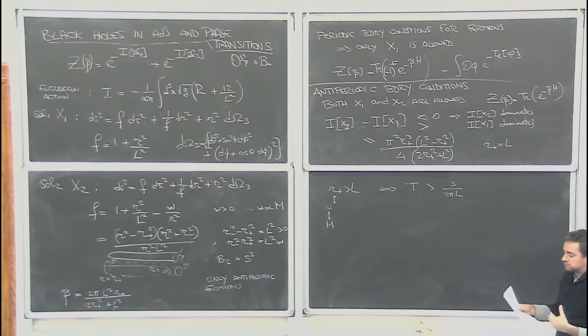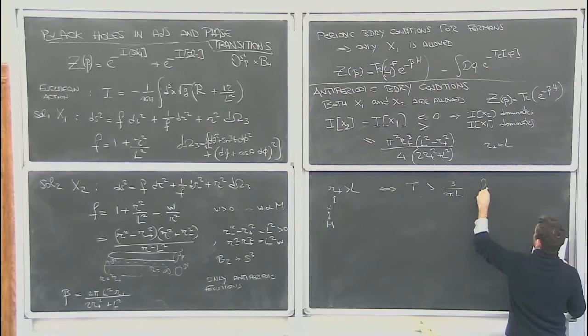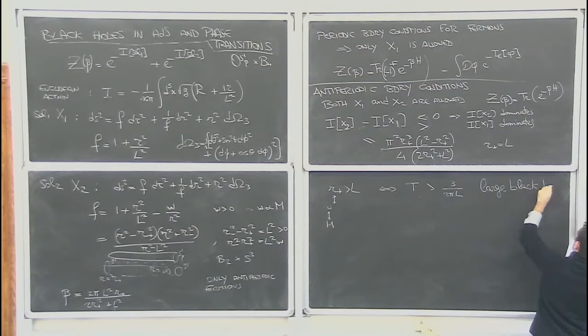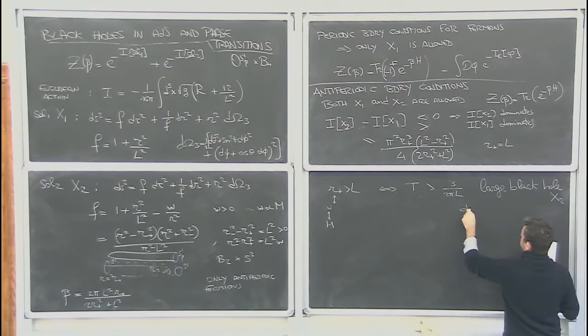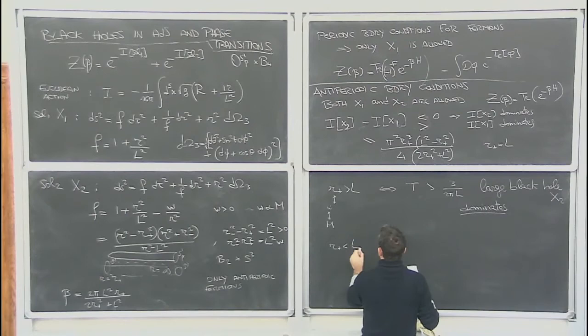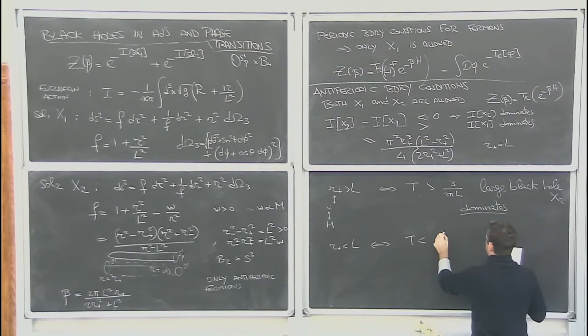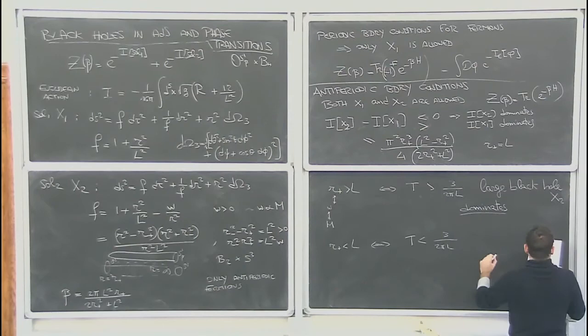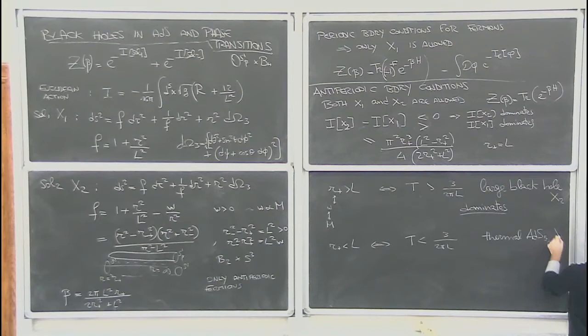And we have a large black hole, X2. And this dominates the canonical ensemble. When instead R plus is less than L, also the temperature is smaller than 3 over 2 pi L. And in this case, the solution that dominates is thermal ADS5. It is solution X1 that dominates.